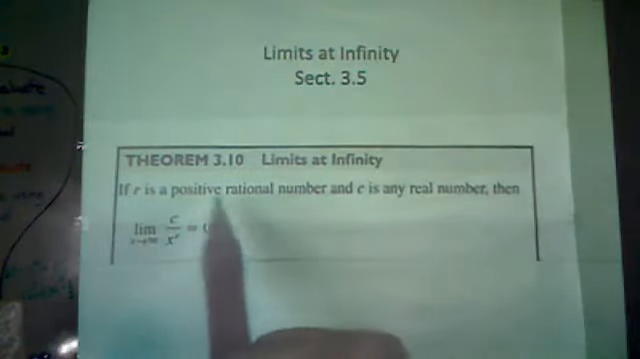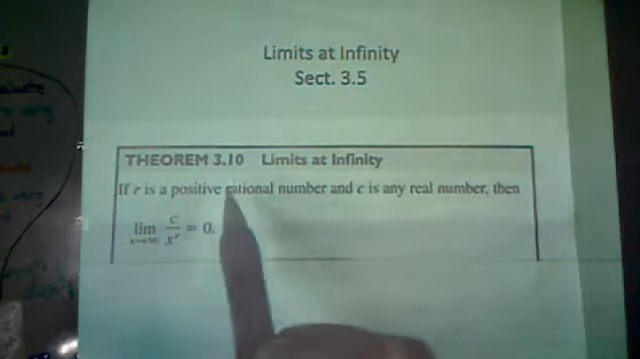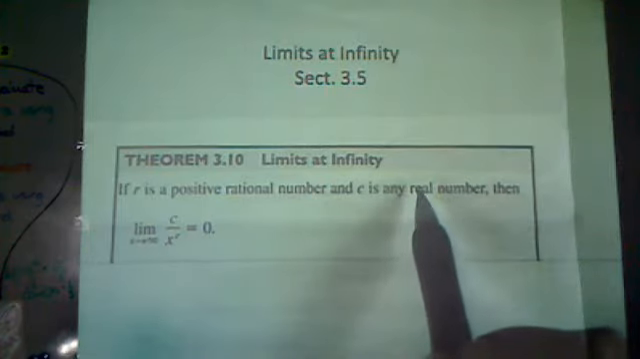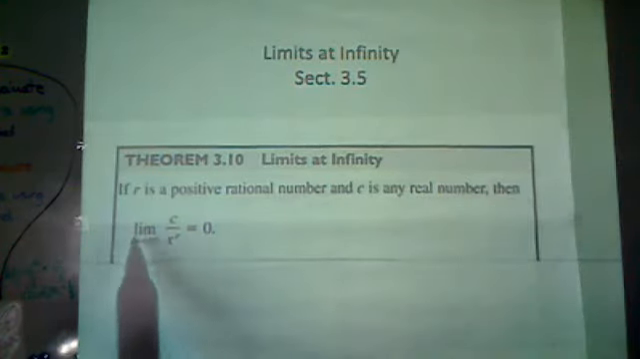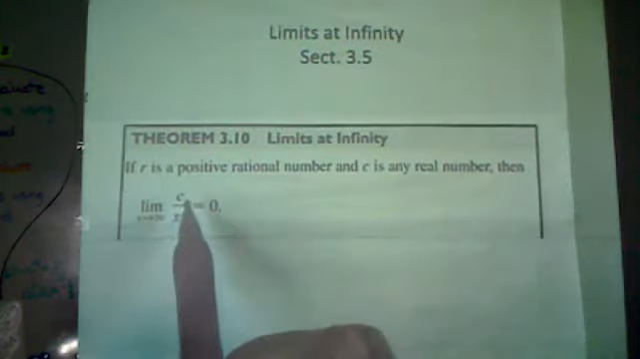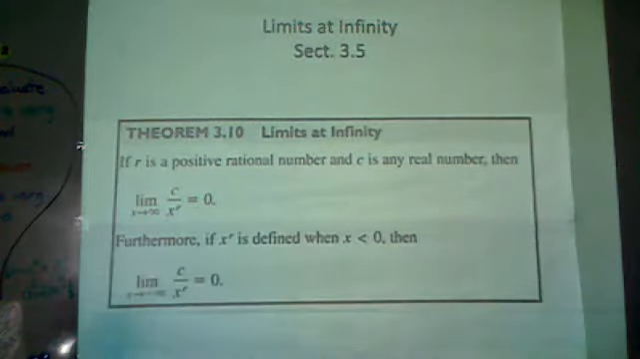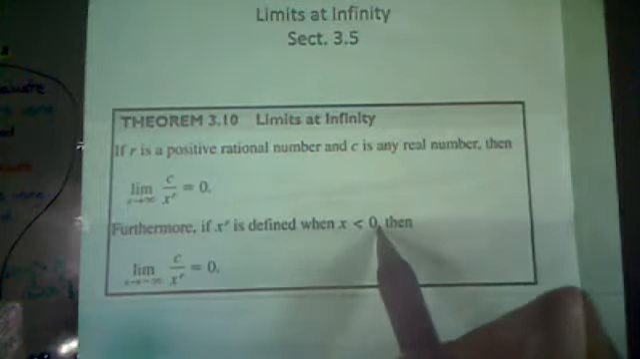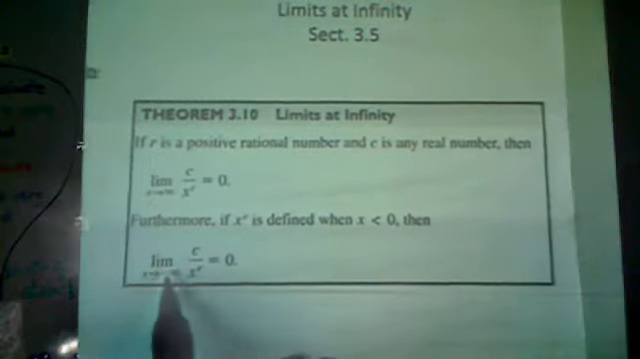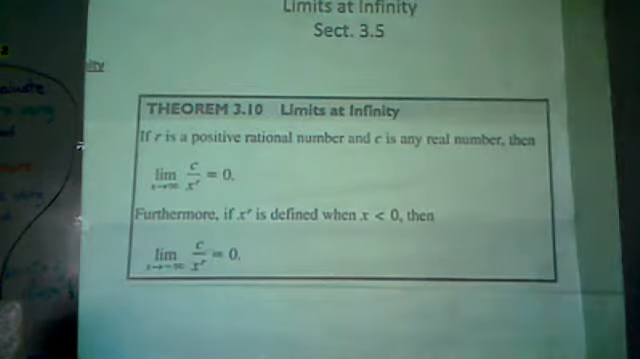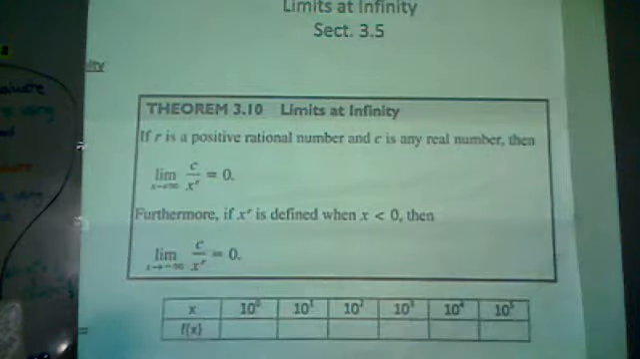If r is a positive rational number, so any number that's not negative, and c is any real number, both positive or negative, doesn't matter, then the limit as x approaches infinity of c divided by x to the power of r equals 0. This also works for when x is less than 0, such as if x is approaching negative infinity, then some number divided by x equals 0 as well. Let's see why this works using an example.